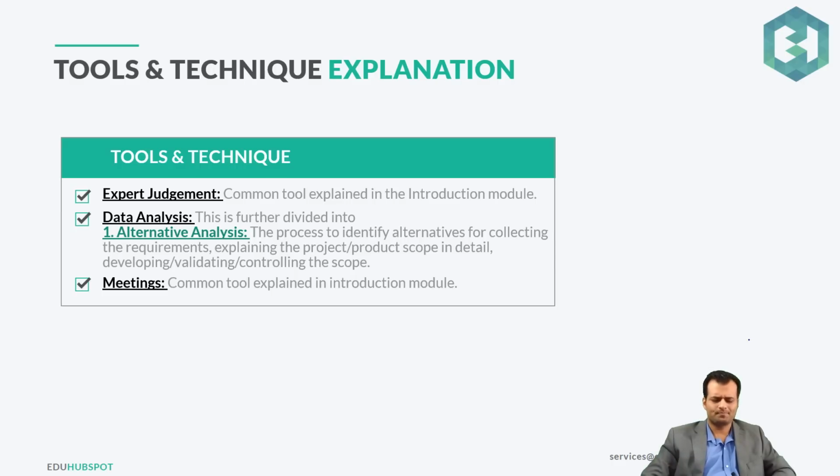One example of data analysis is the alternative analysis, the process to identify alternatives for collecting the requirements, explaining the project and product scope in detail, developing and validating. So again, you always and always need some alternatives. Like nobody's perfect. We always have a lot of alternative options.